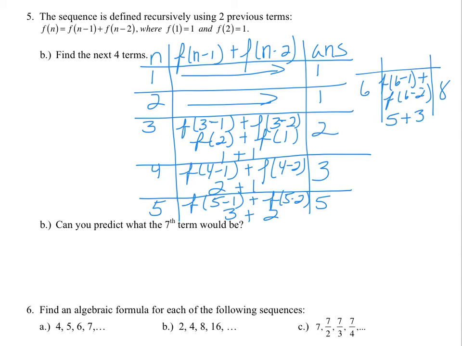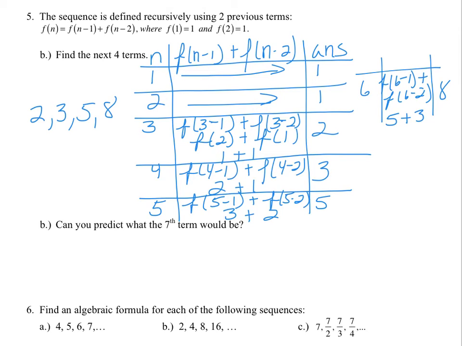Okay, so what are the next 4 terms? So 1 and 1 were the first and second terms, so the next 4 terms would be 2, 3, 5, and 8. Okay, hopefully you're fitting the charts in better than I am. It's just a little bit harder to write with a stylus.